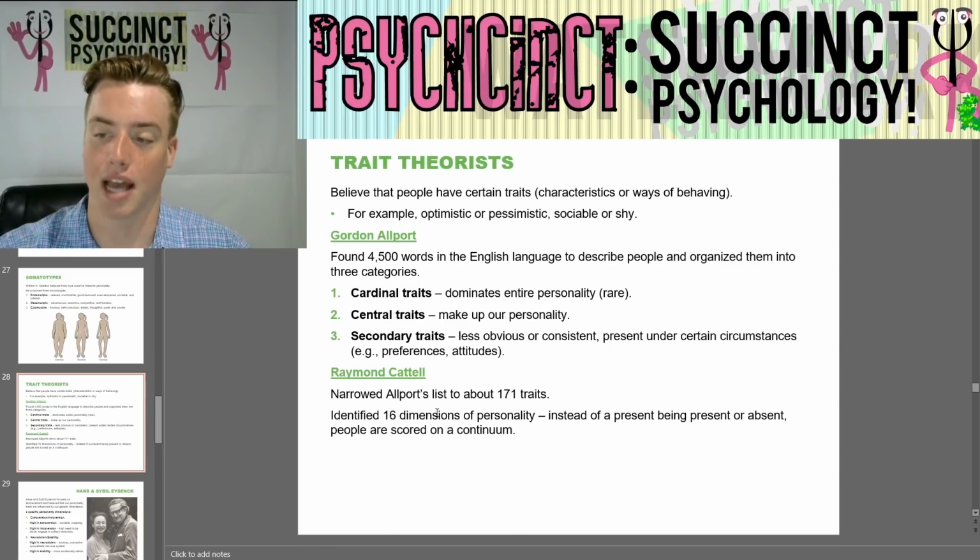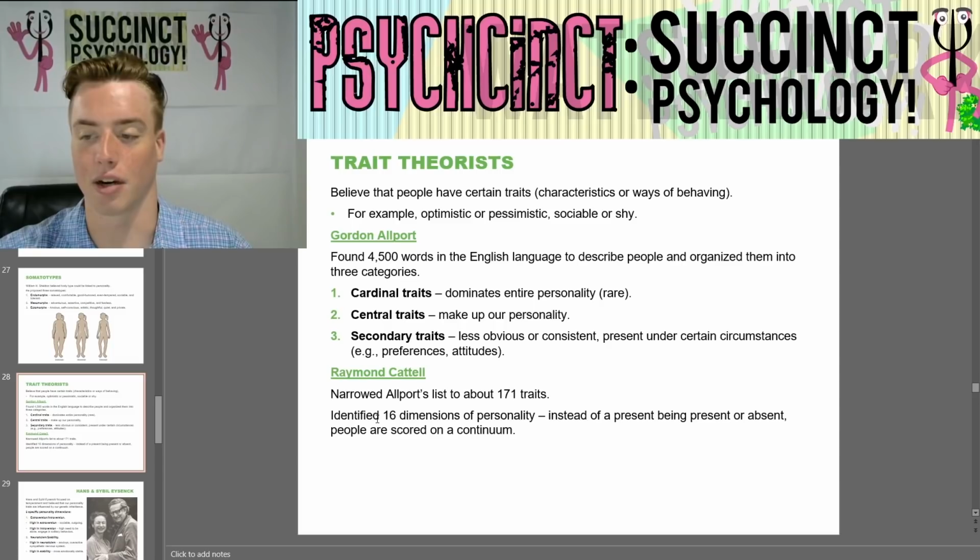So, Raymond Cattell narrowed Allport's list to about 171 traits, and he identified 16 dimensions of personality. Instead of a trait being present or absent, people are scored on a continuum.